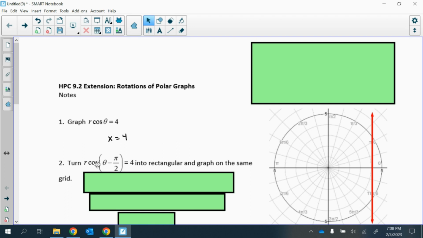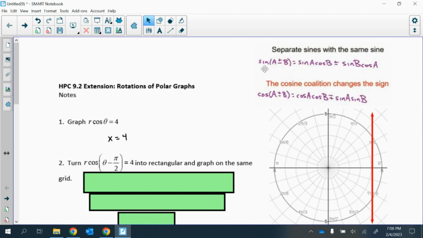Now we're going to convert a new equation, r cosine of theta minus pi halves equals 4, into rectangular form and then graph that on the same grid. So if I'm going to do that, I need to remember some things about sine of a plus b and cosine of a plus b. We separate signs with the same sign, and the cosine coalition changes the sign. These are things that we have to remember from previous units.